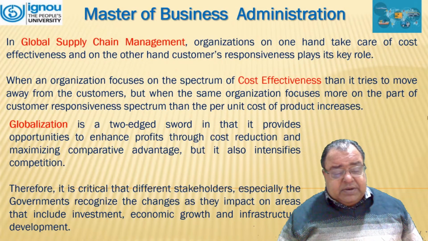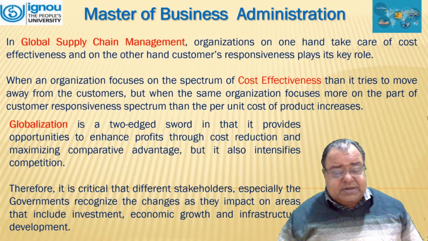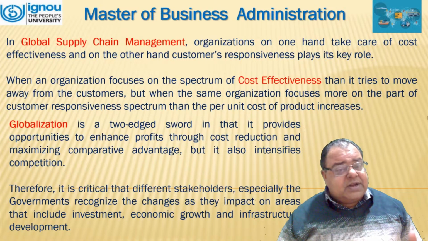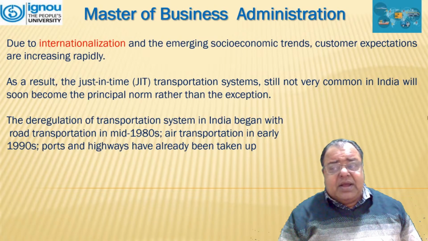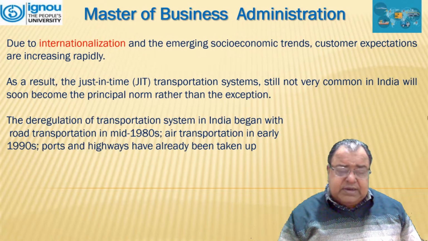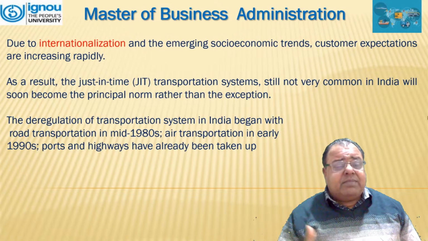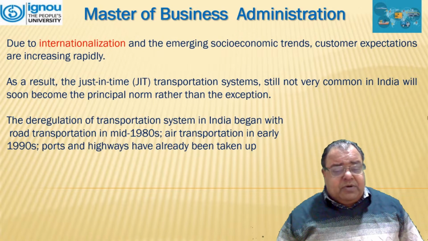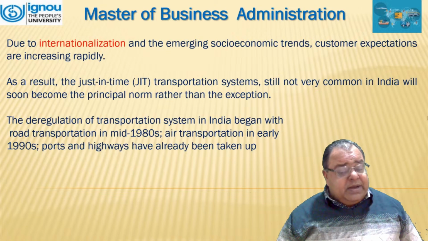Therefore, it is critical that different stakeholders, especially the governments, recognize the changes as they impact areas that include investment, economic growth, and infrastructure development. Due to internationalization and the emerging socio-economic trends, customer expectations are increasing rapidly. As a result, just-in-time transportation system, still not very common in India, will soon become the principal norm rather than the exception. The deregulation of transportation system in India began with road transportation in the mid 80s, and air transportation in the early 90s. Ports and highways have already been taken up.